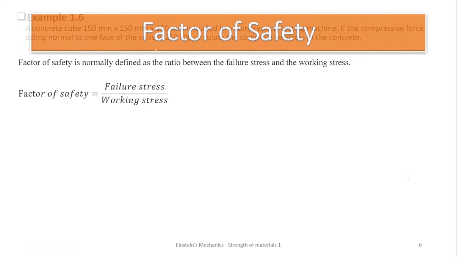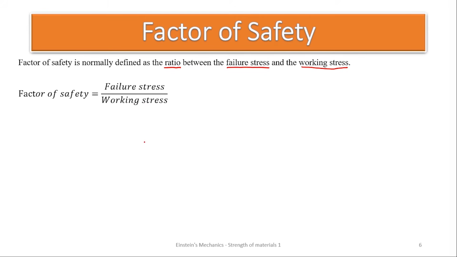Factor of safety. So factor of safety is normally defined as the ratio. Let's take this into memory. The ratio between the failure stress and the working stress. So as you can see here, factor of safety is equal to failure stress over working stress.